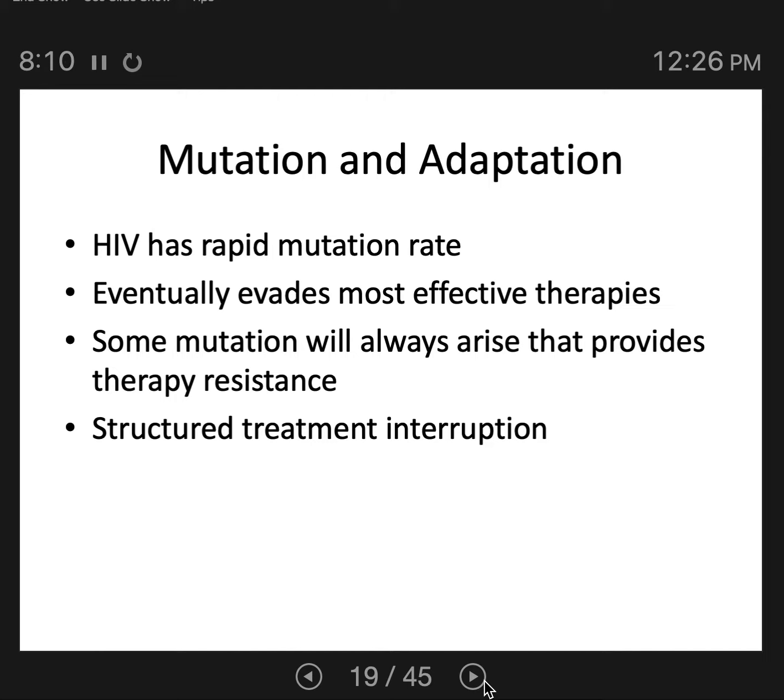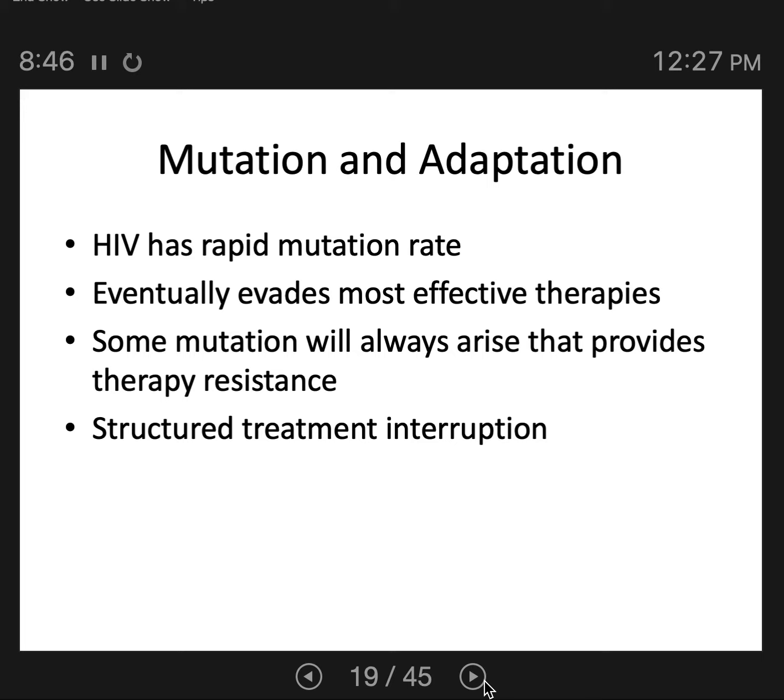Mutation and adaptation. So you did an activity before the exam on HIV, and so I want to talk about that a little bit because I'm sure there are questions. So HIV has a rapid mutation rate, and eventually it evades most effective therapies. So a person with HIV, and I want to distinguish HIV from AIDS. HIV refers to the virus. AIDS is the disease the virus causes. So you can have HIV without AIDS if the virus is lying latent. Once it starts being expressed, you will come down with AIDS. Okay, so AIDS is the set of symptoms. HIV is the virus itself.